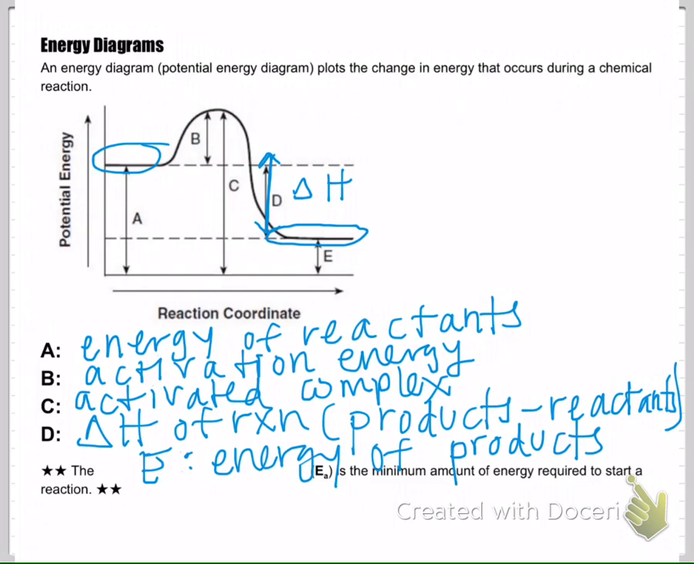Let's say, for example, this was 5 kilojoules and this was 20. This might help you if you see numbers involved here. And then let's say this point was 30 up here. So the energy of the reactants is 20 kilojoules.